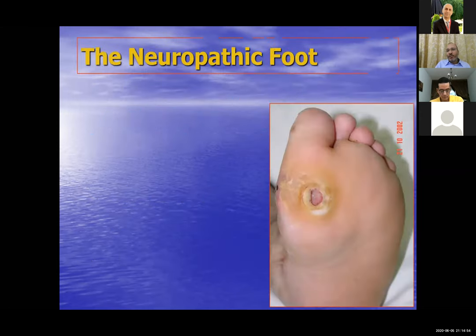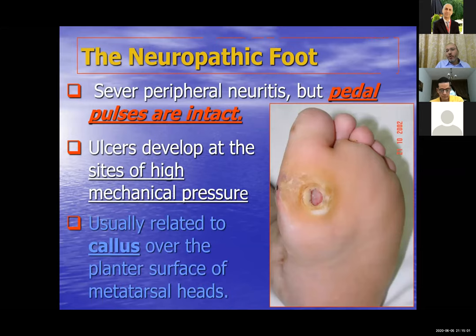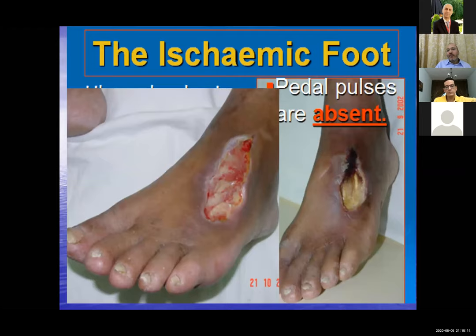In the diabetic neuropathic foot, or diabetic non-ischemic foot, there will be intact pedal pulses, and the ulcer mostly will be over a pressure area with a plantar surface. The ulcer is mostly deep and painless. Like this ulcer, deep and painless and red because there's no ischemia. For an ischemic foot ulcer, the ulcer is superficial, painful, and there will be no pedal pulse, and there will be trophic changes in the lower limb.